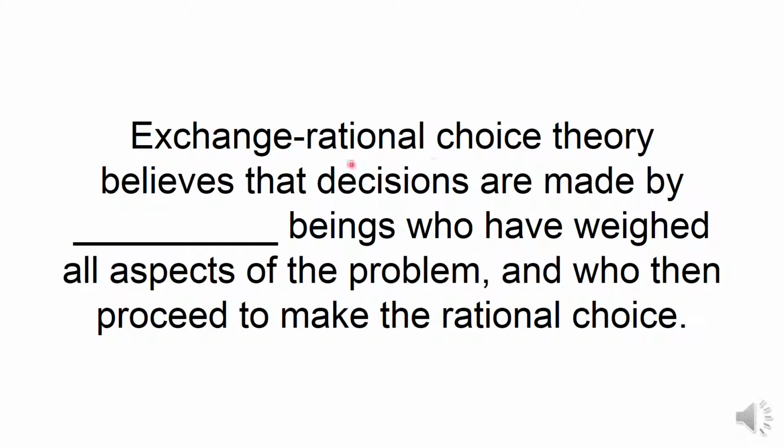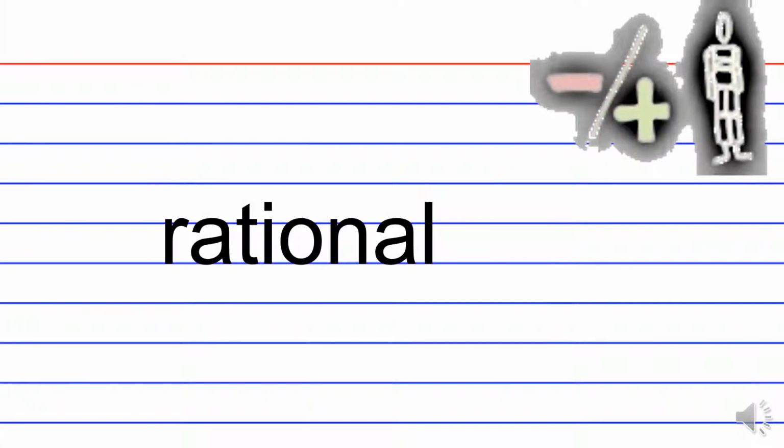So exchange rational choice theory believes that decisions are made by blank beings who have weighed all aspects of the problem and who then proceed to make the rational choice. So what type of individual is this? That would be a rational individual who weighs the pros and the cons or the negatives.